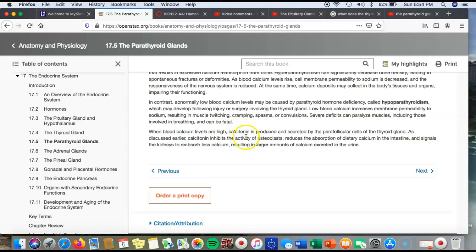When blood calcium levels are high, calcitonin is produced and secreted by the parafollicular cells of the thyroid gland. And as discussed earlier, calcitonin inhibits the activity of osteoclasts, reduces the absorption of dietary calcium in the intestine, and signals the kidneys to reabsorb less calcium, resulting in larger amounts of calcium excreted in the urine.